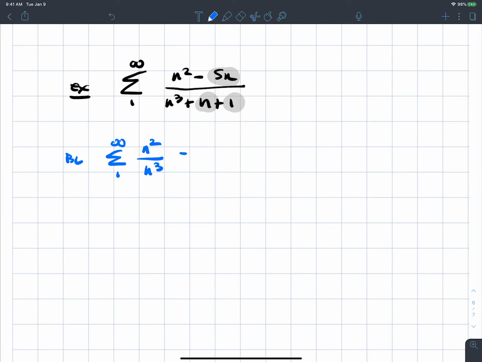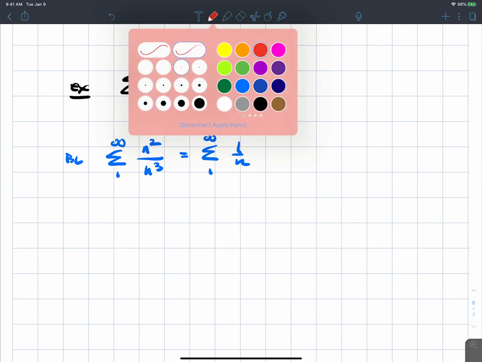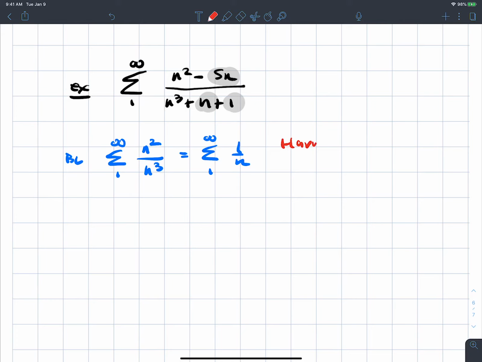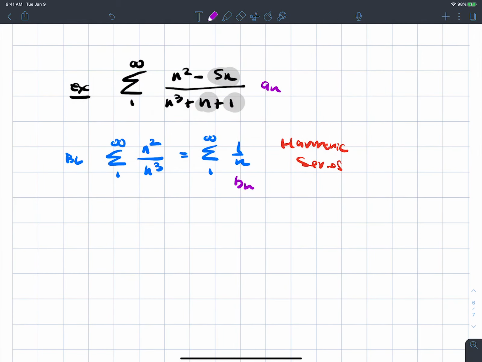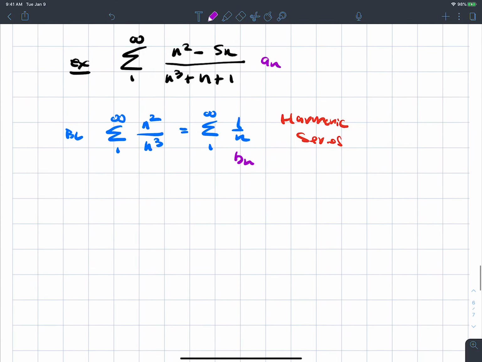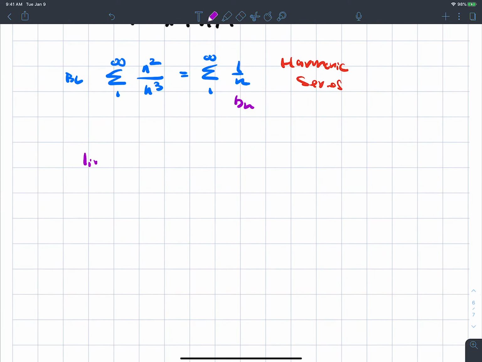And now we can see we get this by some algebra. We get the infamous harmonic series. And this is the harmonic series that diverges. So this is what we're going to use to compare. So this will be my AN, and this will be my BN. So let's use the limit comparison test. Let's get rid of the portion here. And so let's look at the limit of the ratio, AN over BN.